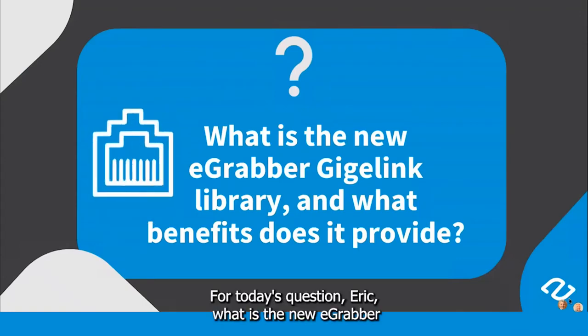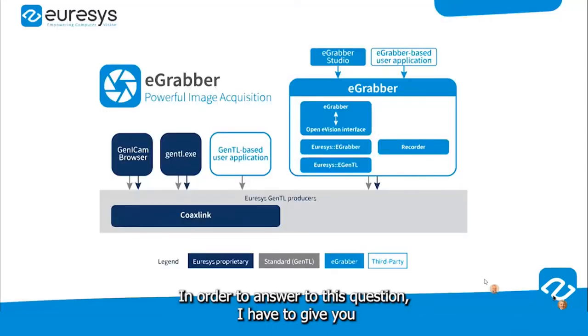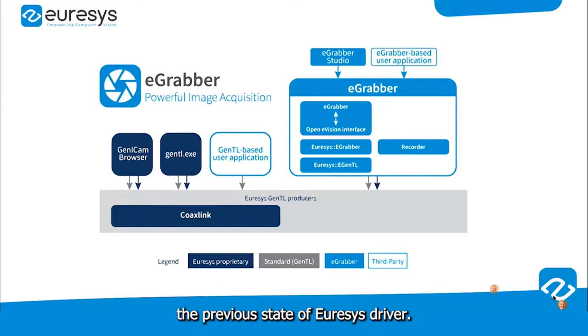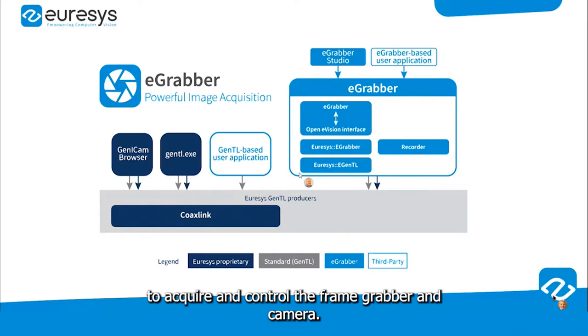For today's question, Eric, what is the new eGrabber Gigelink library and what benefits does it provide? In order to answer this question, I have to give you the previous state of the Euresys driver. Previously, Euresys was providing a CoaXPress GenTL producer, which was used by all our tools to acquire and control the frame grabber and the camera.